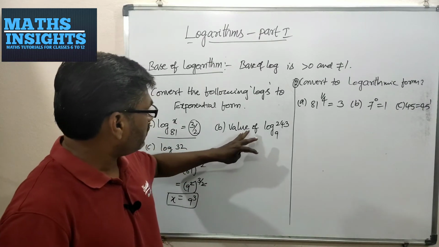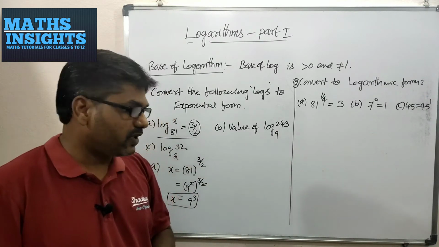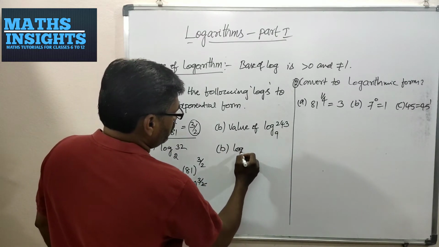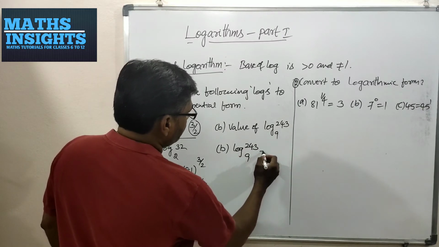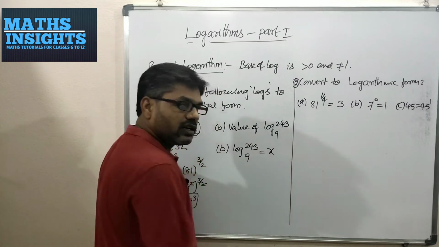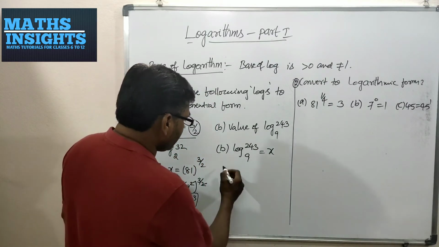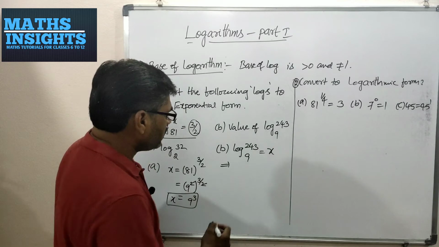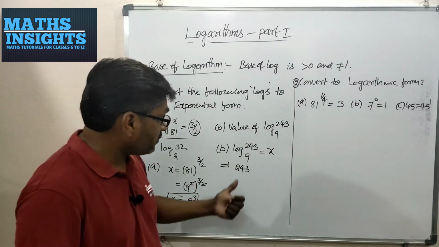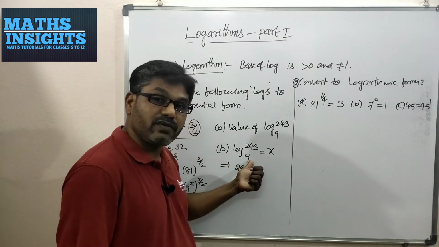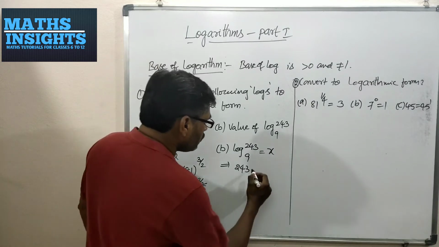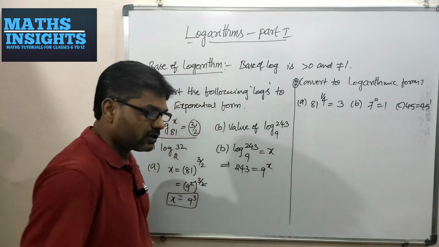Here the second problem, the value of log 243 base 9. I am writing here b. If you don't know its value, let its value be x. After assuming its value as x, convert it into exponential form. Then how is 243 obtained? When you are raising this base 9 to the power x, right or not? So 243 is equal to 9 power x.